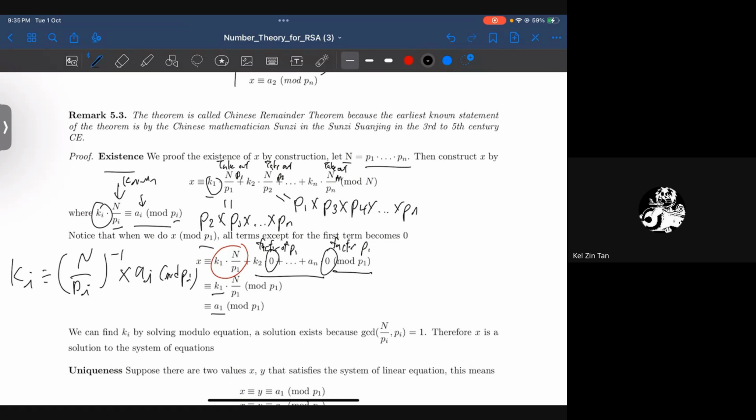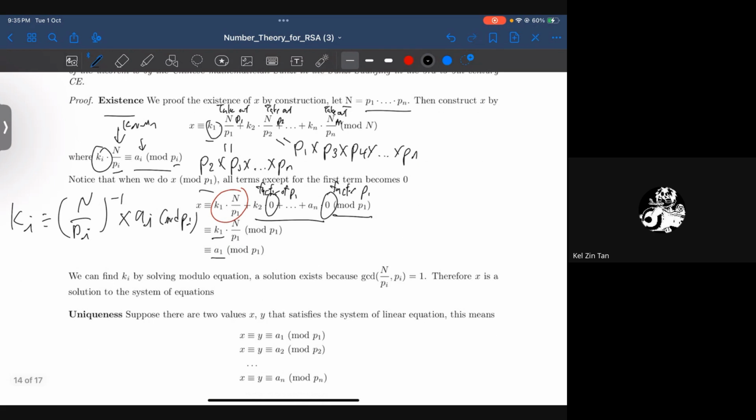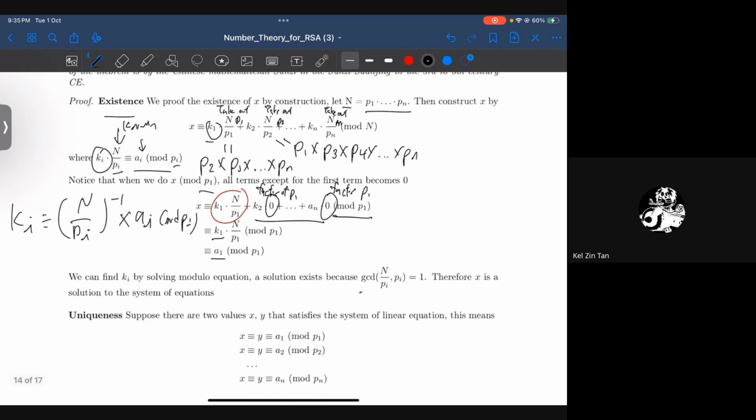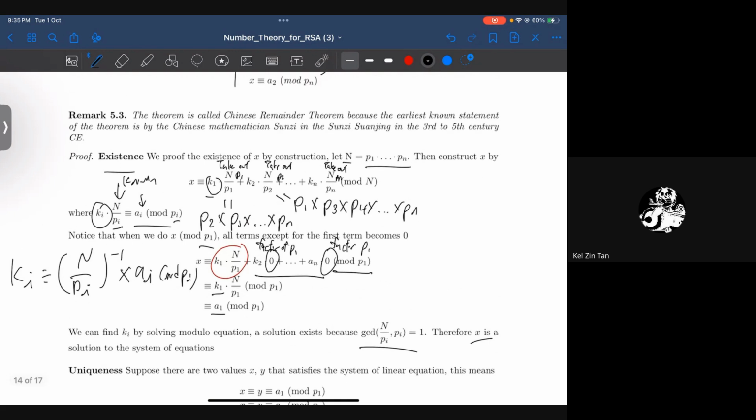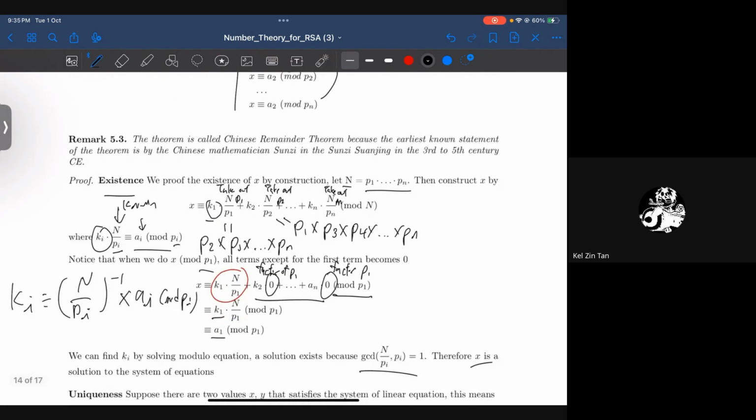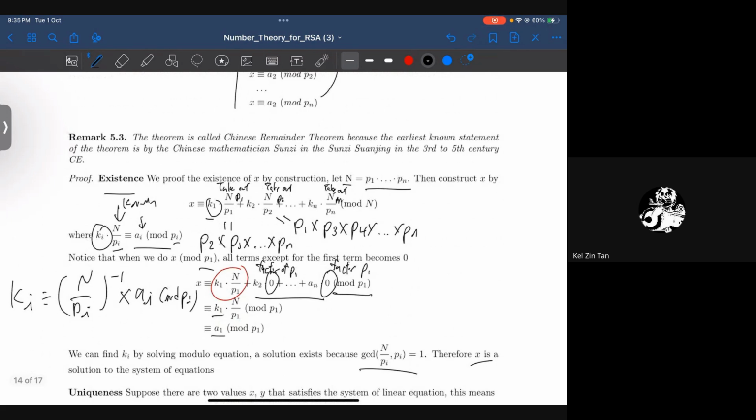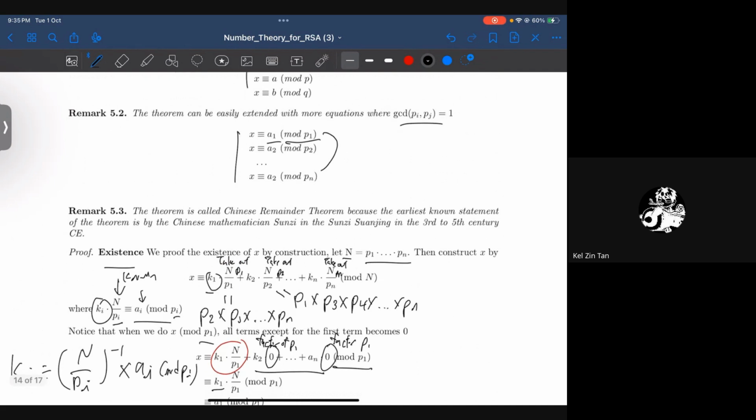Okay, so we just repeat this, right? And then for each of the Ki, we just set it like that. Then because a solution exists because the GCD of this and this is 1, therefore X is a solution to the system of equations here. So by explicitly constructing it like that, we make it so that this thing will hold.